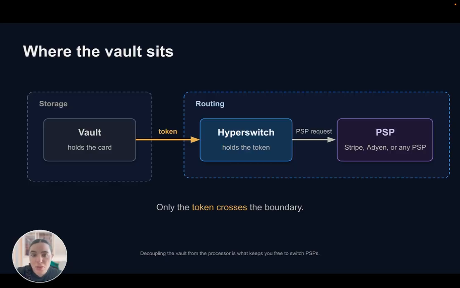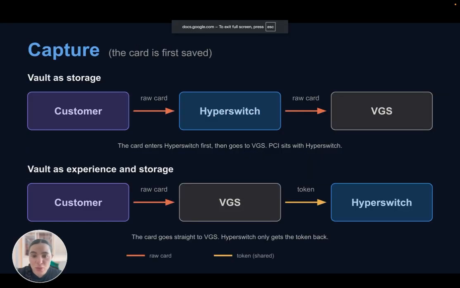You connect the vaults you already have, and from then on, the token, not the card, is what Hyperswitch keeps against the customer. How much the orchestrator touches the card at payment time is what changes between the two shapes, vault as storage and vault as experience and storage. For a self-hosting merchant, that is the lever that decides your PCI DSS scope. There are two ways to wire VGS behind Hyperswitch, and both have names, Vault as Storage and Vault as Experience and Storage. Before we split them, here is what they share.